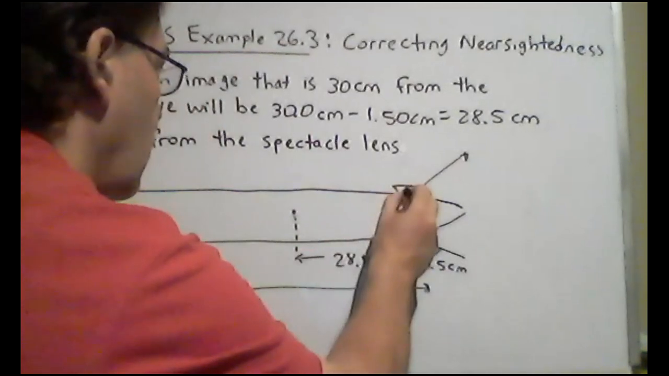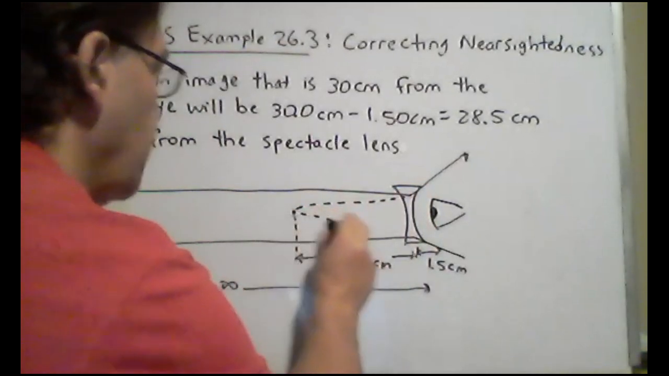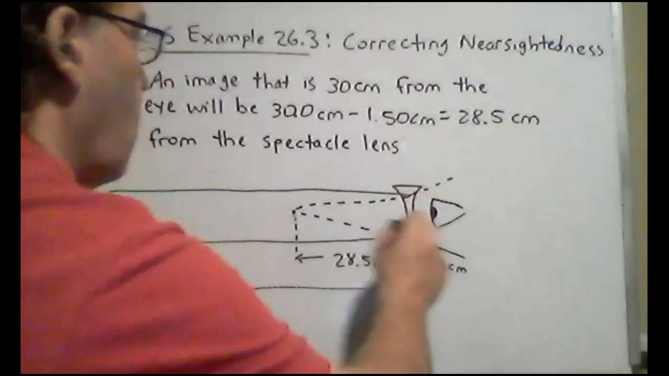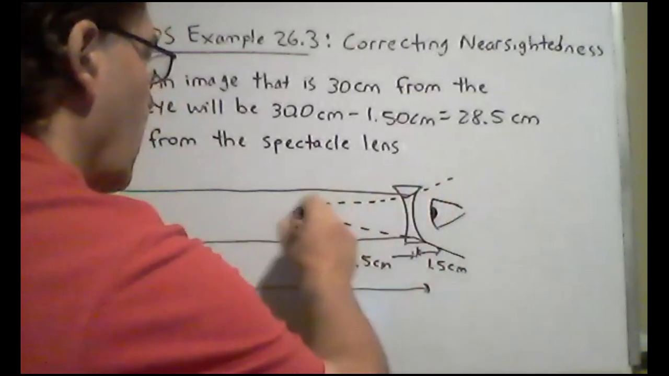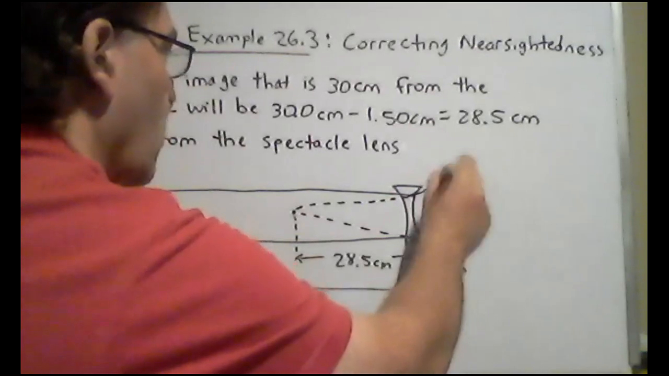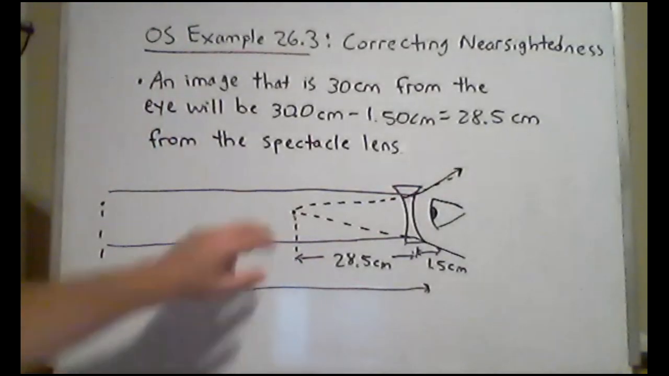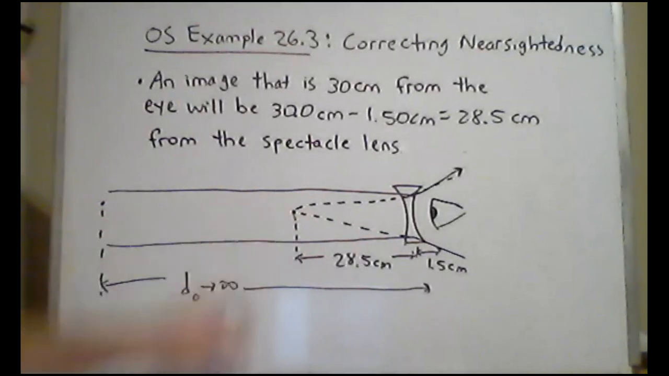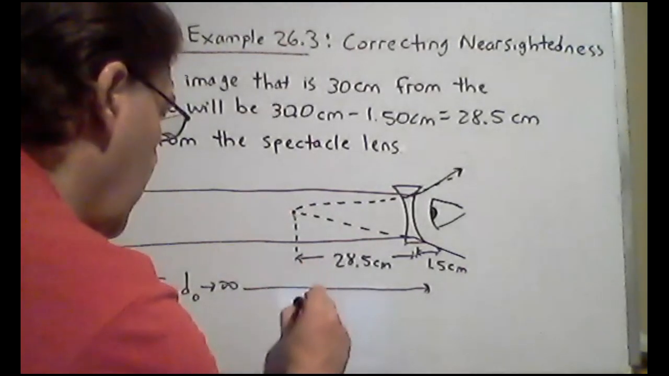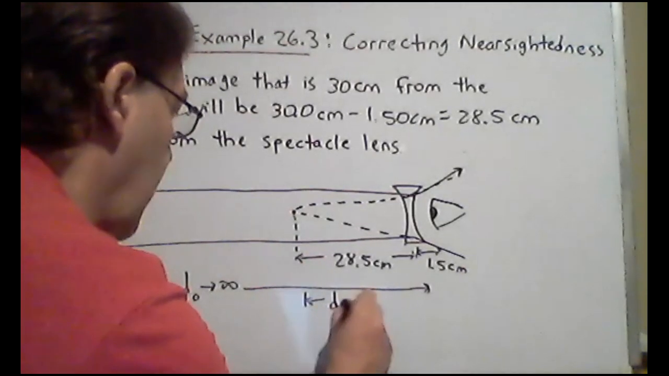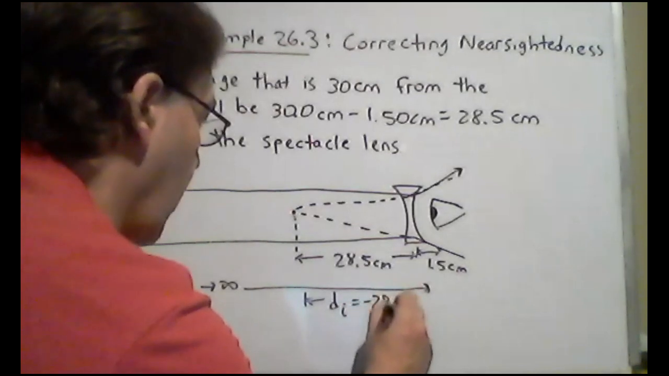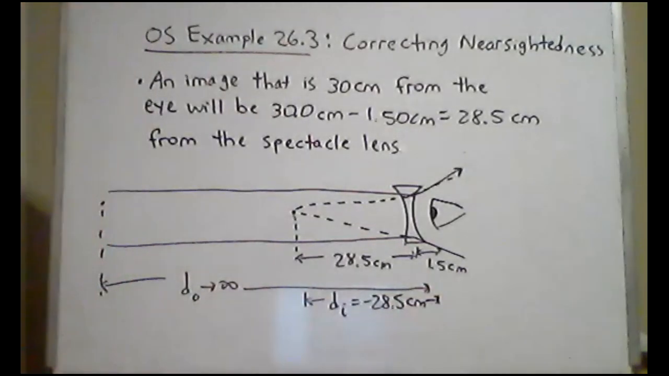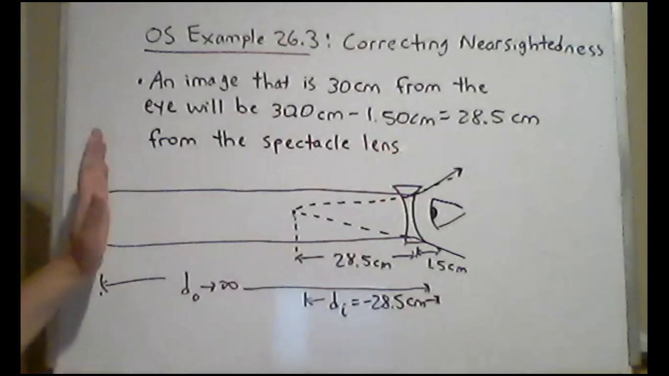It's also going to diverge. The reality is, if I could draw this picture right, I really want to have it diverge such that I form, my bad drawing, I form a virtual image on the other side of the eye. This distance is going to be my d sub I. I want a d sub I of negative 28.5 centimeters for this eyeglass. Why is it negative? Because it's on the same side as the object.